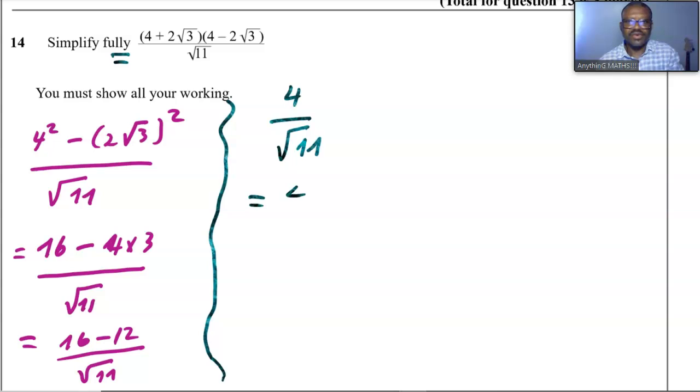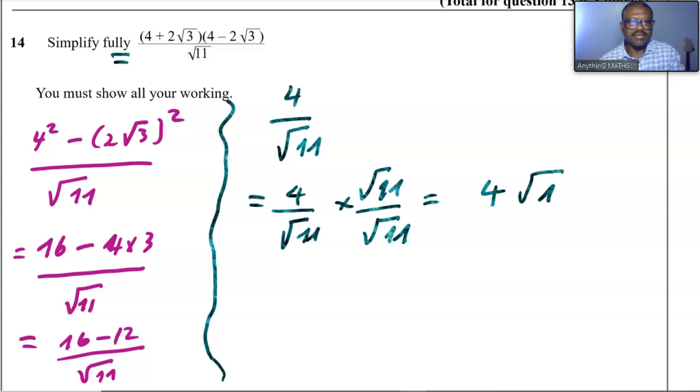So it's going to be 4 root 11 times root 11 all over root 11. We're going to have 4 root 11 all over 11. And that is the answer.